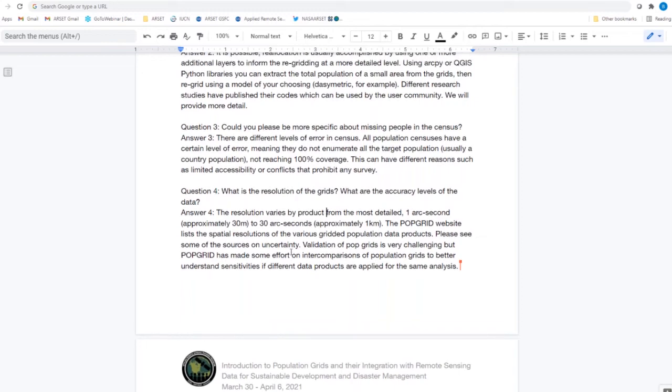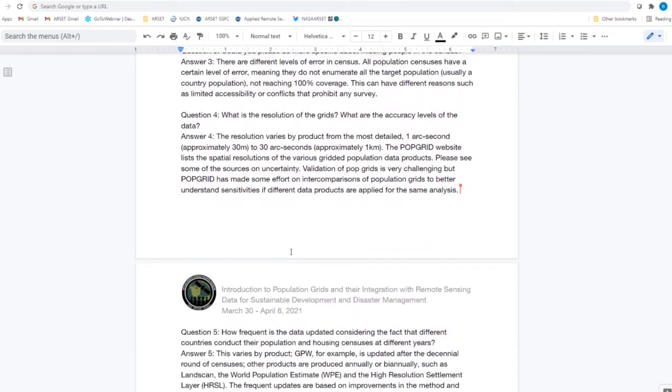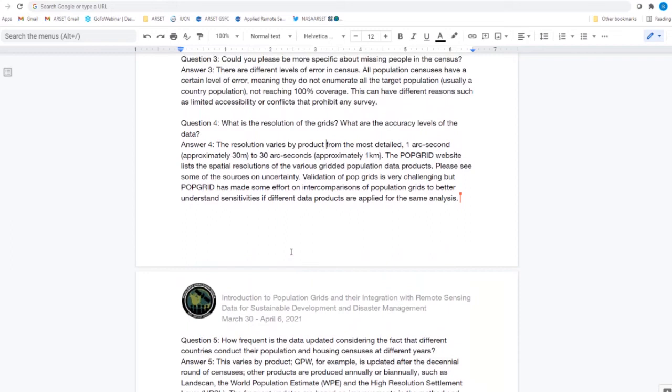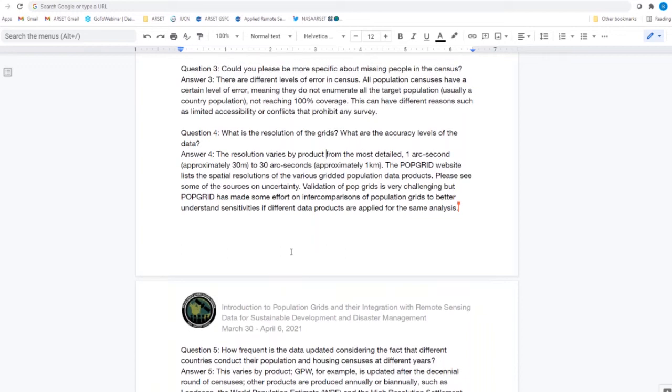I think we've got another question on reliability where I talk about some of the products. GPW, WorldPop, and the Esri World Population Estimate all have pixel level quantitative measures of reliability that are not the same, but give you a per pixel measure of the relative reliability of the data products that you can use in your analysis.